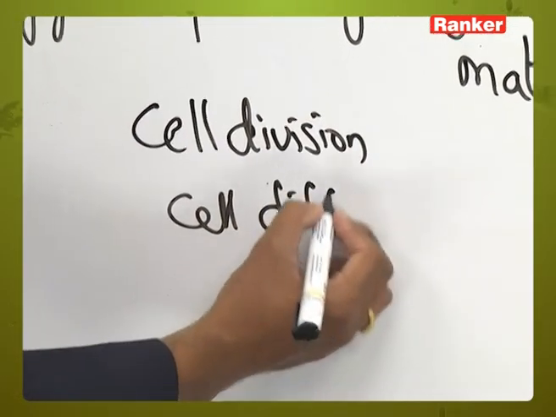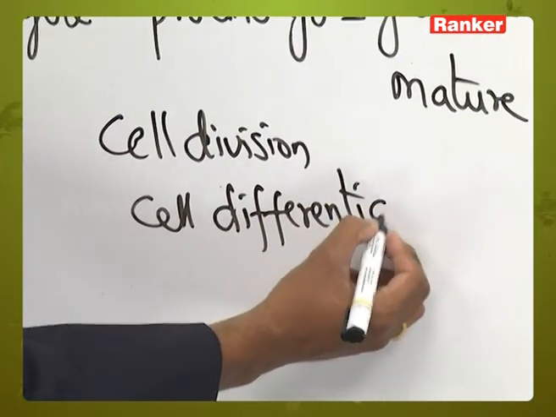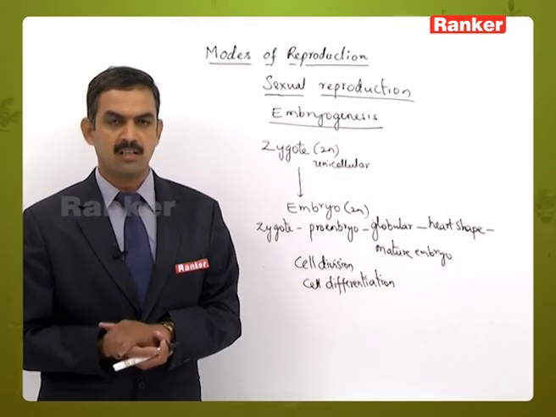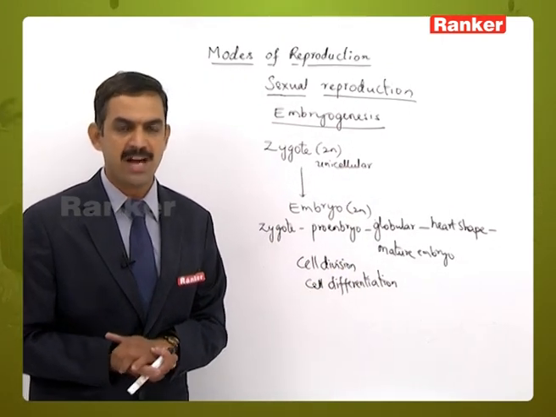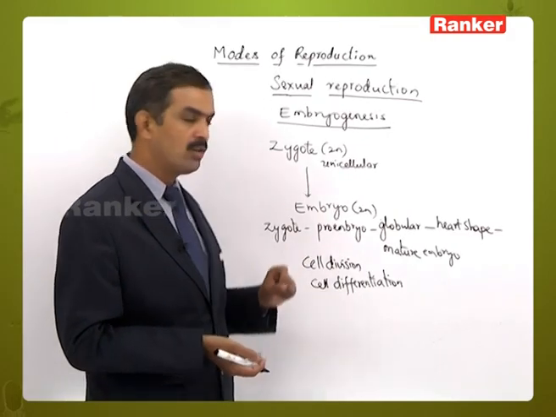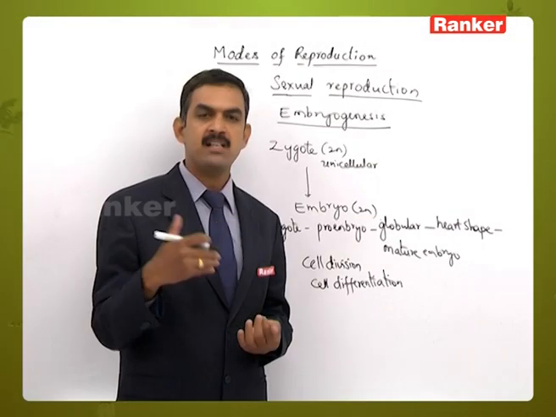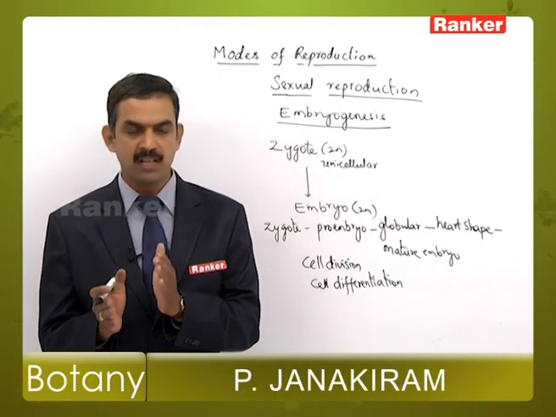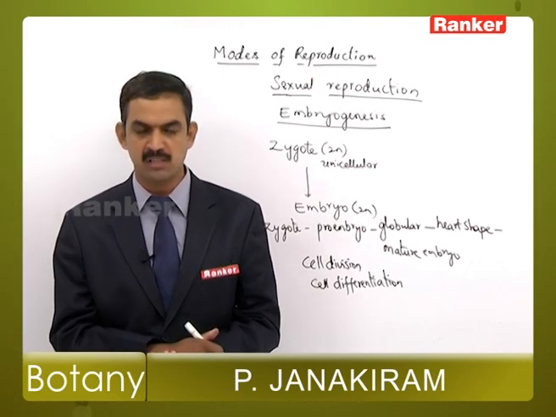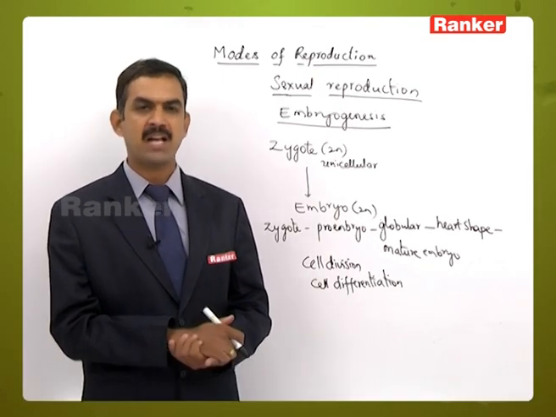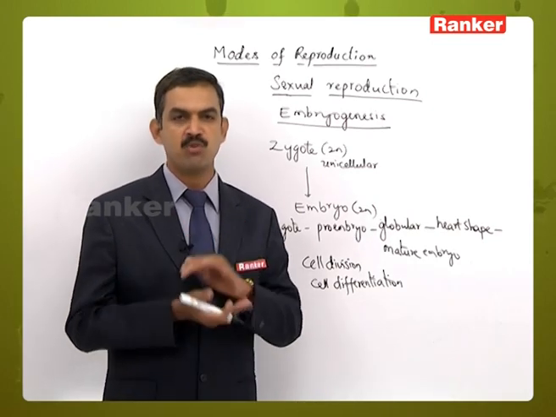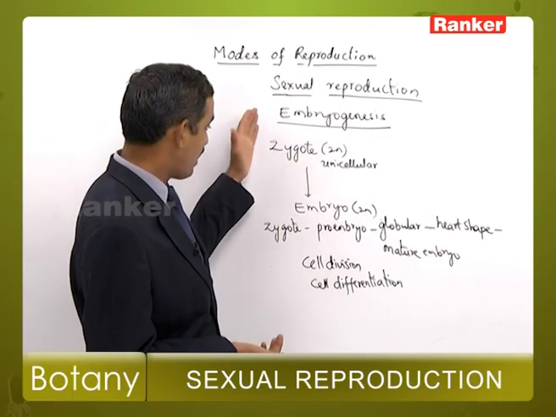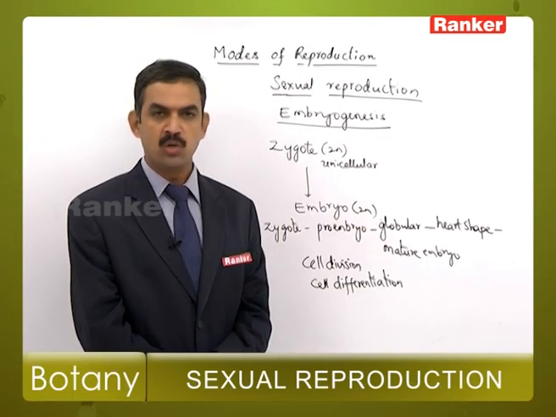During cell division, the number of cells will increase, but during cell differentiation, some groups of cells form the foundation for different parts of the plant body. Some cells of the embryo present in the radicle will give rise to the future root system, and the cells present in the plumule will give rise to the future shoot system. In the same way, the cotyledons give rise to the primary leaves, which will provide food materials till the plant produces the normal photosynthetic green leaves. So these are the changes taking place during embryogenesis.